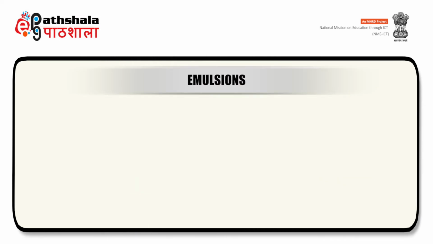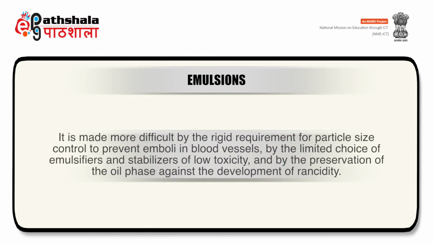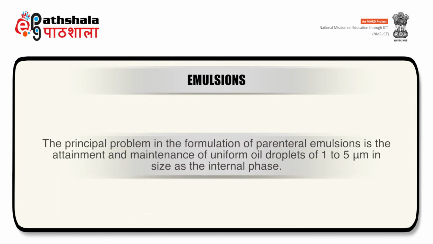Now talking about emulsions. Preparation of a parenteral emulsion is troublesome. It is made more difficult by rigid requirement for particle size control to prevent embolus in blood vessels, by the limited choice of emulsifiers and stabilizers of low toxicity, and by the preservation of the oil phase against development of rancidity. Principal problem in the formulation of parenteral emulsions is the attainment and maintenance of uniform oil droplets of 1 to 5 micrometers in size as the internal phase.